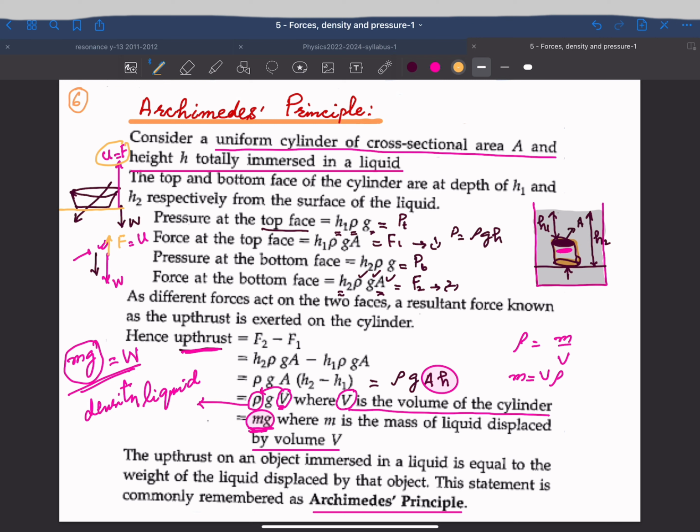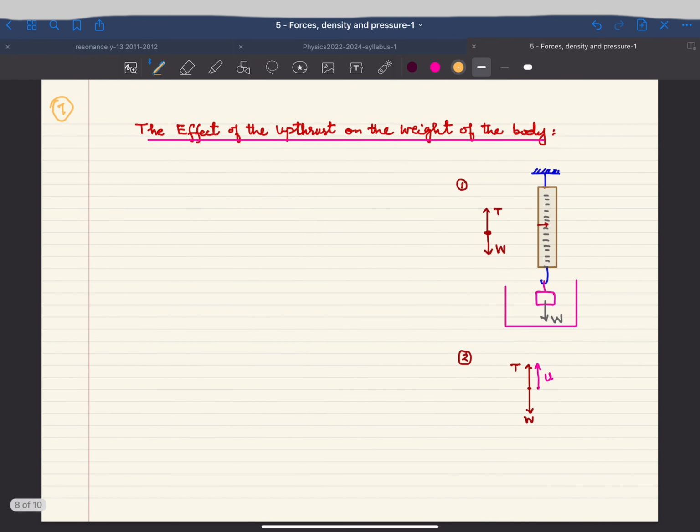And as I said, you have a number of examples. You have a huge big aeroplane, which of course, you know, is flying in the air. In this situation, the upthrust on your aeroplane will be big, and because of that the aeroplane is flying without sinking in the air. So this is a very important concept.